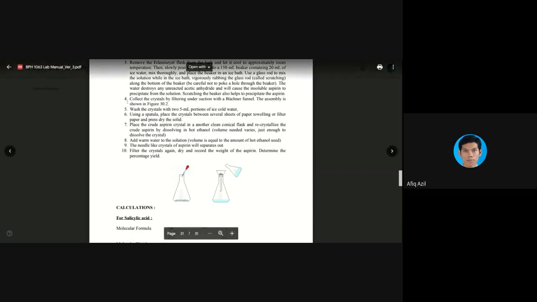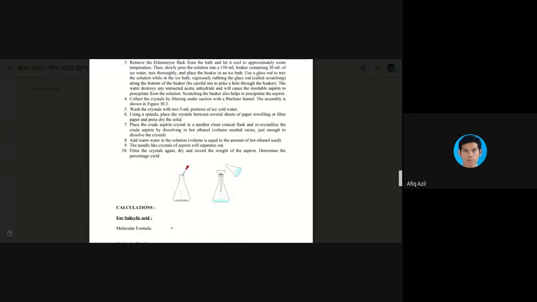Because if you add too much of this hot ethanol solution, later on when you want to recrystallize it back, to force the product to form crystals, it will take a longer time. So step number 8 is to add warm water to the solution.